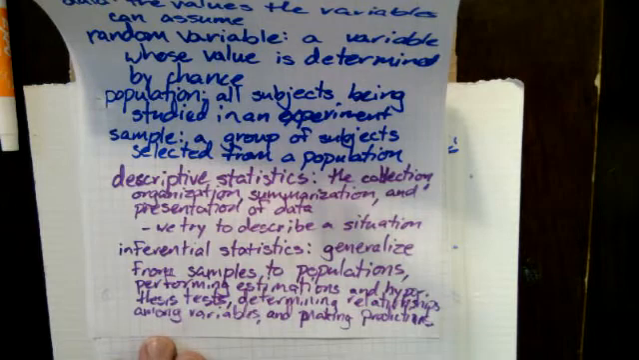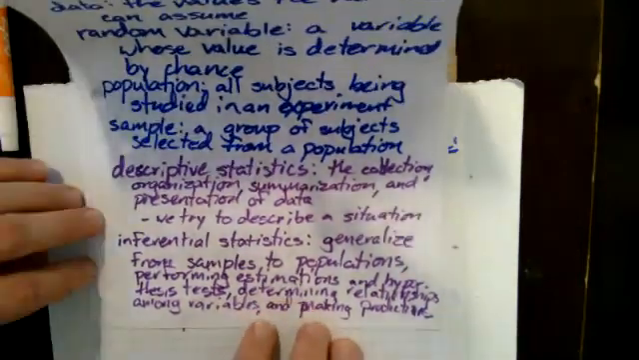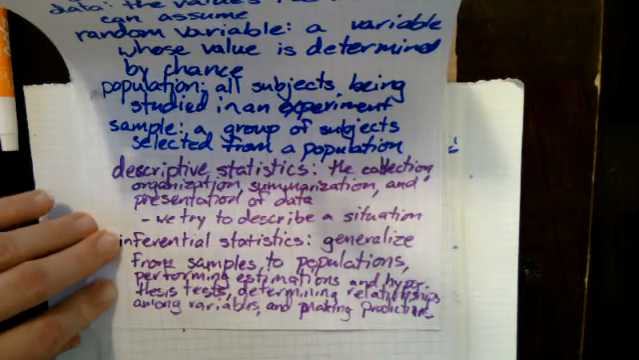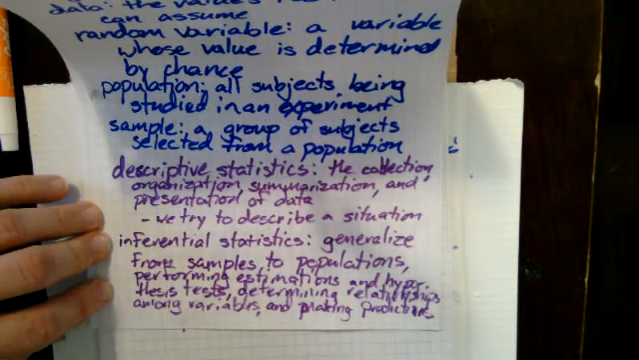These are descriptive statistics because these are things that we can see to be true at a given point in time. However, we can also have inferential statistics. Inferential statistics generalize from samples to populations, performing estimations and hypothesis tests, determining relationships among variables, and making predictions. So in terms of these inferential statistics, we take the information we're given and we figure out from that what might be true in the future or what might be true in general.